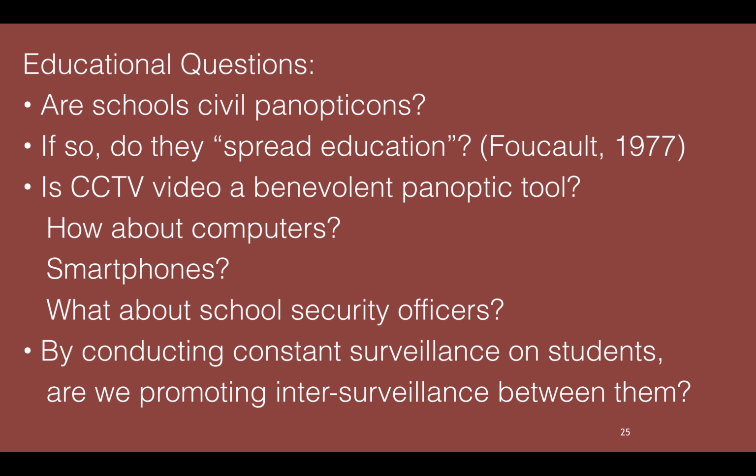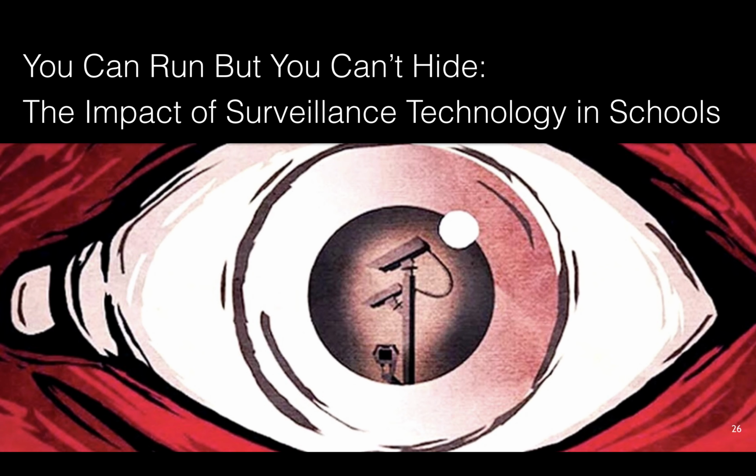And then by conducting constant surveillance on students, are we promoting inter-surveillance between them, such as in the case of Clementi? Again, once people know that they're being surveilled, wouldn't it make sense that they might be enacting those types of behaviors on their friends, their family, etc.? So that was You Can Run, But You Can't Hide: The Impact of Surveillance Technology in Schools.